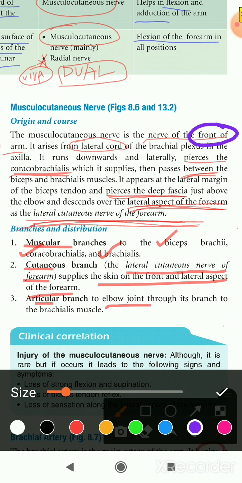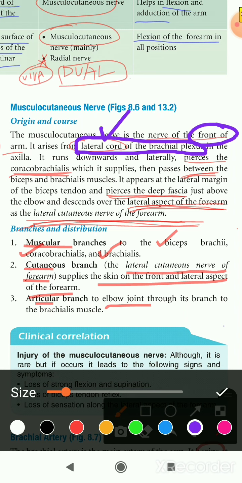You can see it is located on the front of the arm, and it arises from the lateral cord of the brachial plexus. So when any name of a nerve comes to the teacher's mind, he will definitely ask which cord of the brachial plexus it comes from. So the musculocutaneous nerve comes from the lateral cord of the brachial plexus in the axilla.